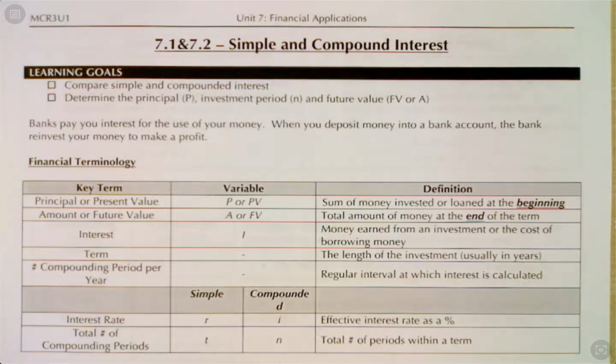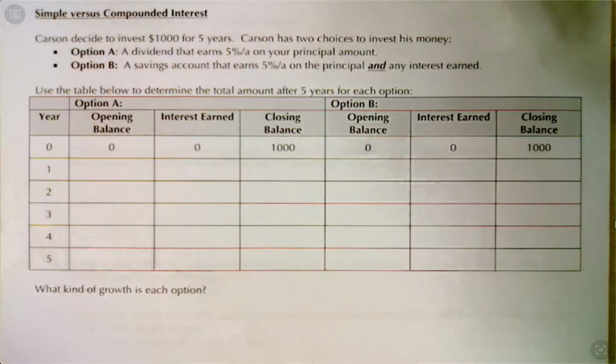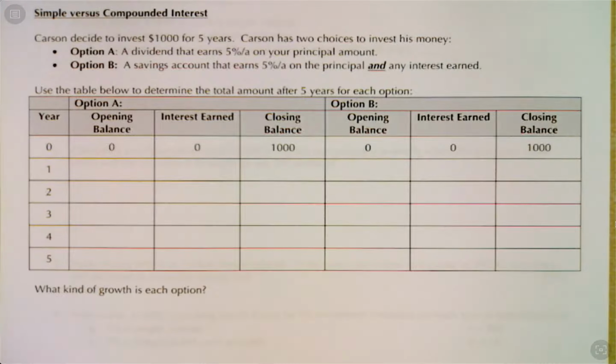So how I'm going to demonstrate what these are is I want to show you a $1,000 investment over 5 years in two different investment options. One will be with simple interest and one will be with compound interest, so you can see the difference between the two. So we're going to go all the way down to the bottom. And we're going to look at Carson. Carson decides to invest $1,000 for 5 years and has two choices to invest his money. Option A is called a dividend, and it earns 5% on your principal amount. This is the simple interest example.